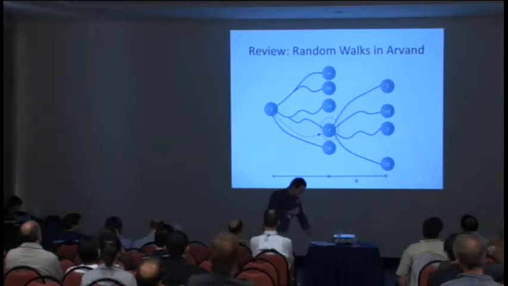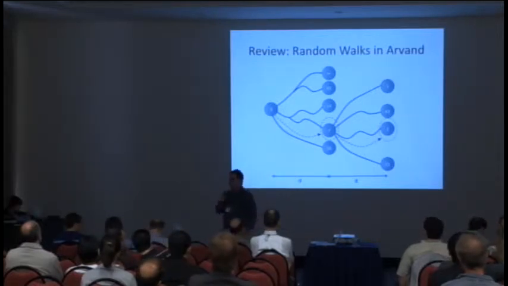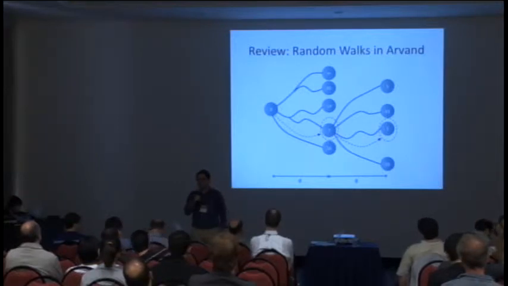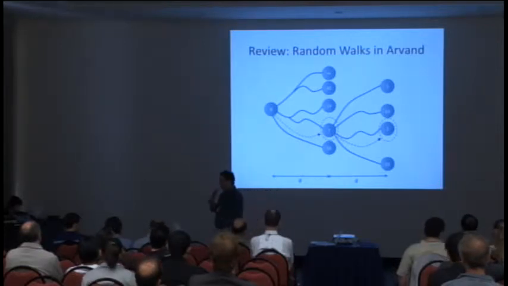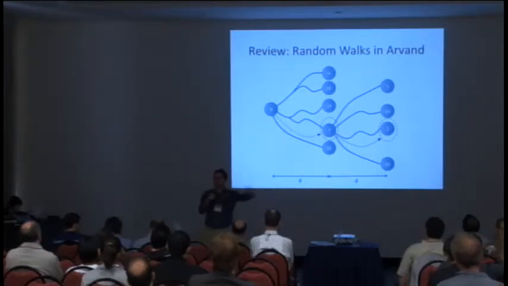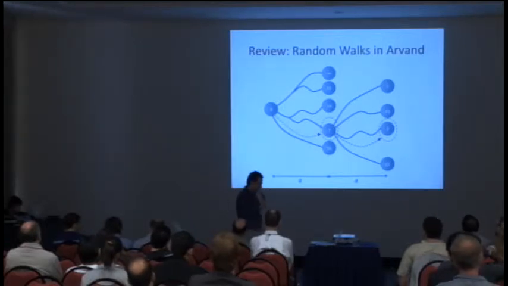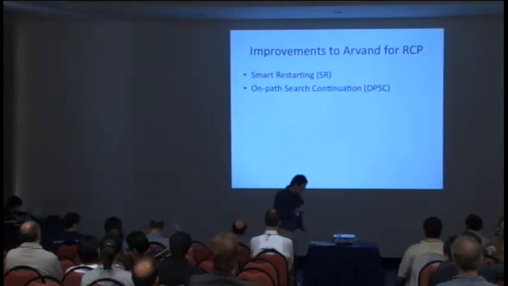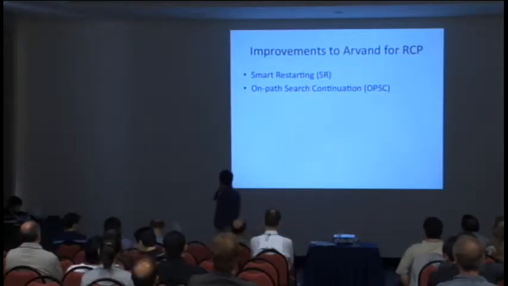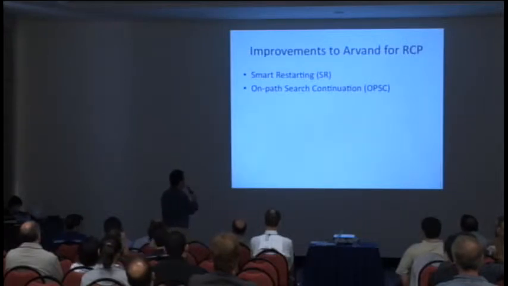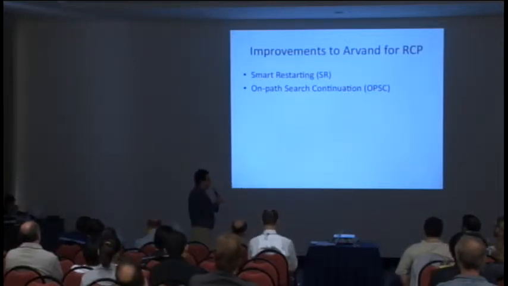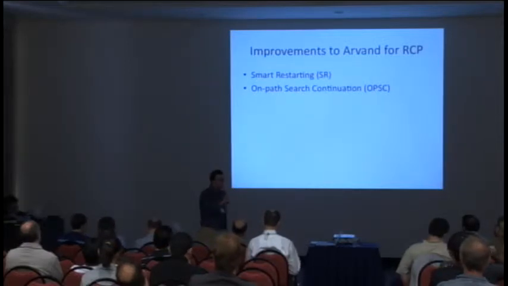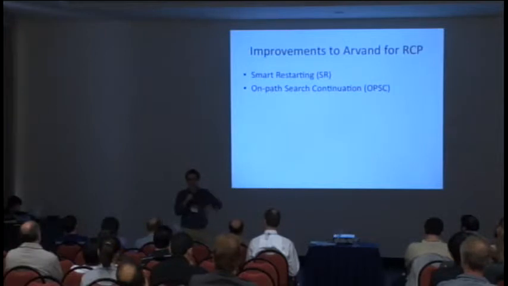So this process continues until you find your goal state, or you decide to restart from the initial state. You might hit a dead end, or you might see you are not making good progress in the search space, and you decide to explore another part of the search space. The techniques that we are introducing here are called smart restarting and unpaced search continuation. Smart restarting changes the way the restarting is done in R1, and unpaced search continuation changes the way we are proceeding in the search space.